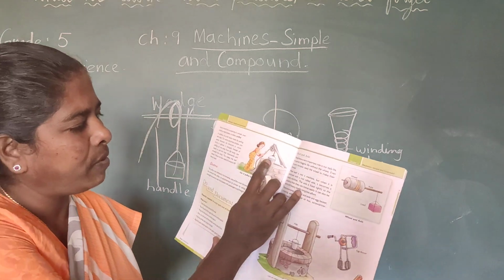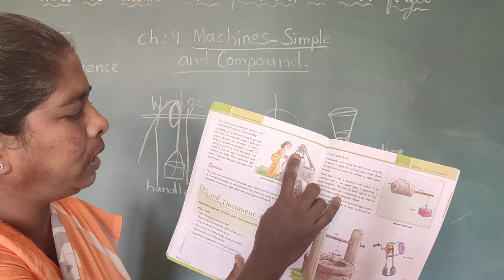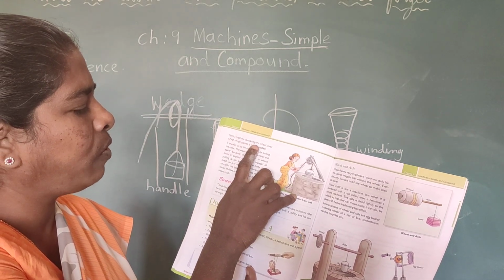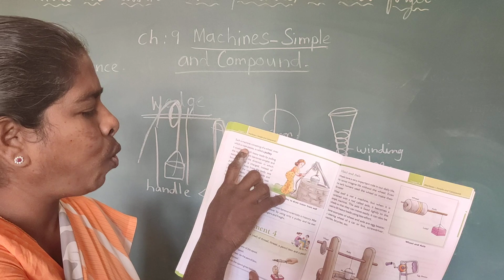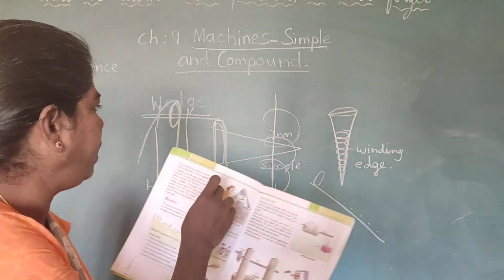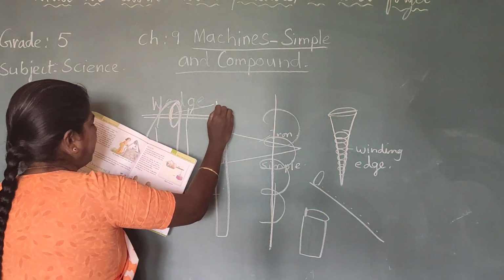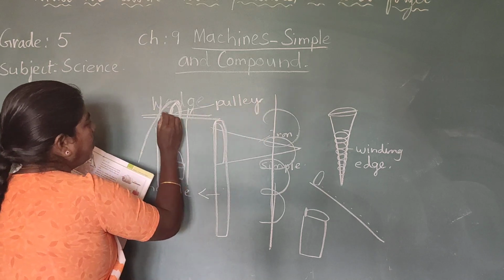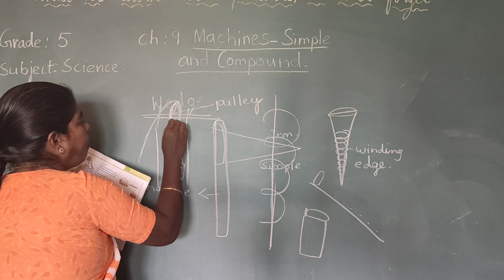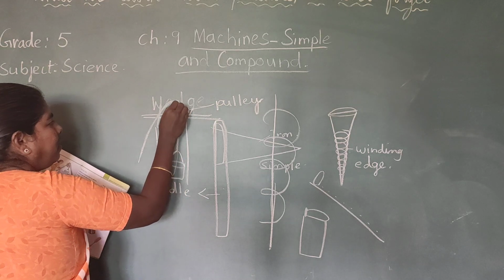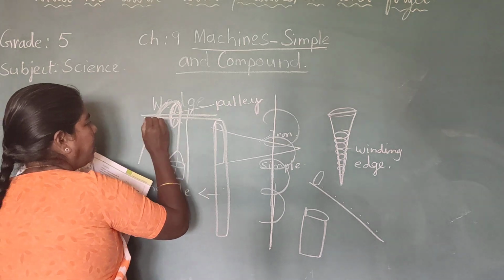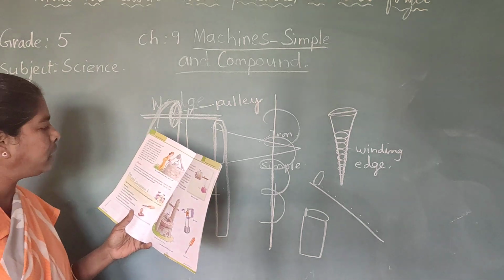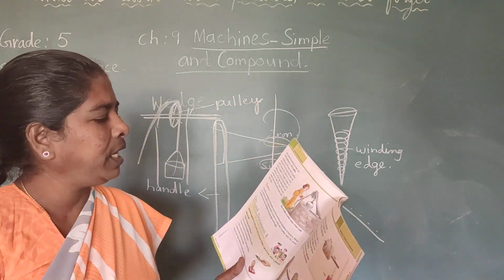See here, the woman is drawing the water. Such a machine, which consists of a wheel over which a rope passes, is called a pulley. Here, what will we call this, children? Pulley. On this, the rope is passing easily. This rod is fixed to that pulley. This pulley is making the rope pass through it easily.